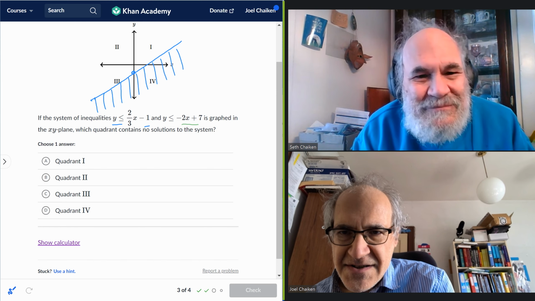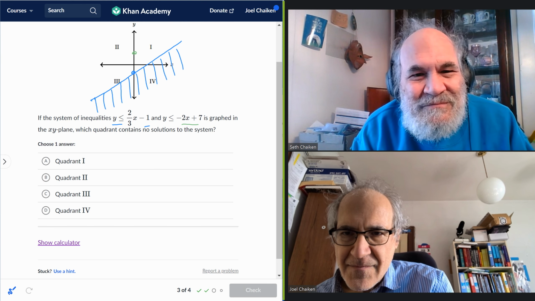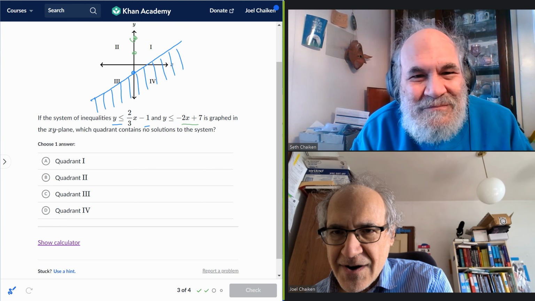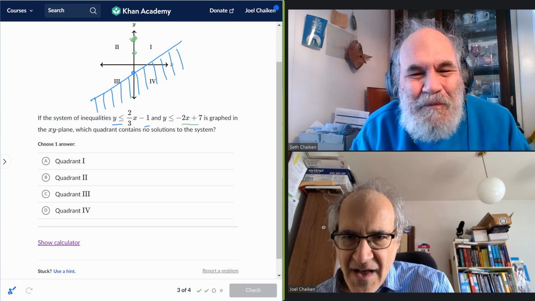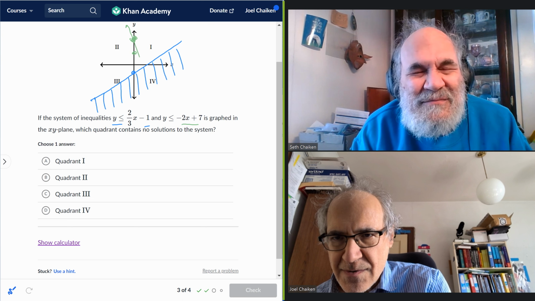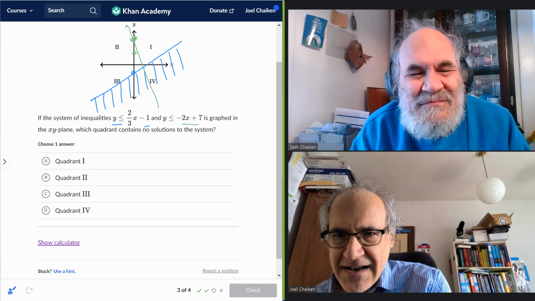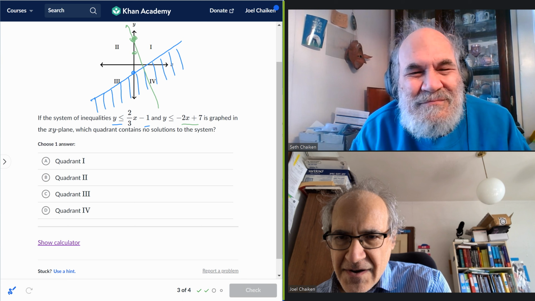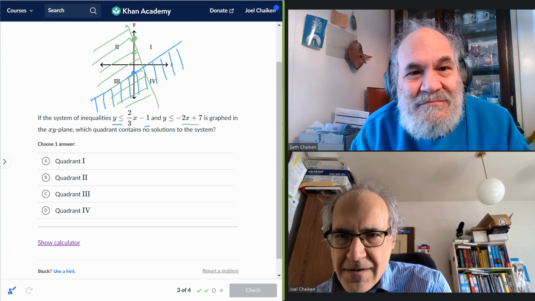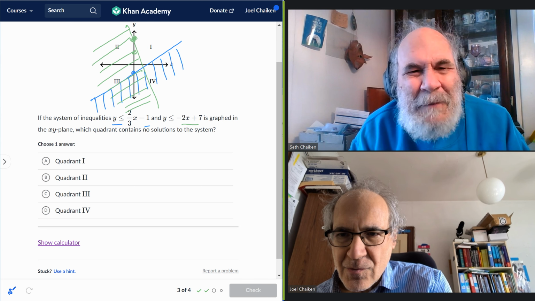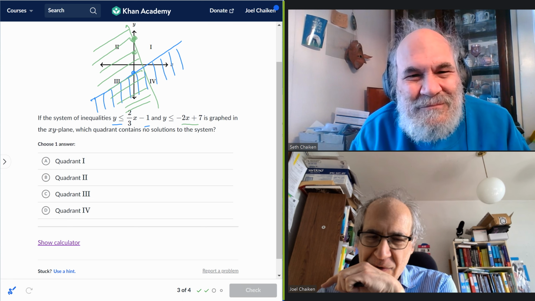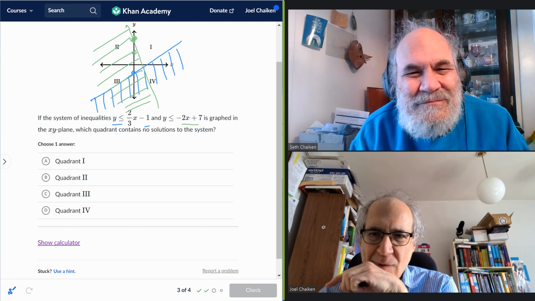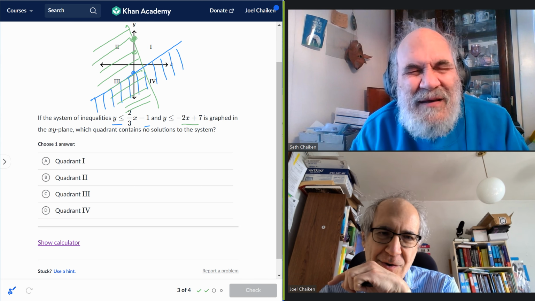Now this one is plus 7, so you go up 7. Much higher, yeah. And the slope is -2, so it's pretty steep. And it's a y less than, so it's this way. So, which quadrant offers no solution? Oh, so it's the one that only has one color in it, which is quadrant 2.